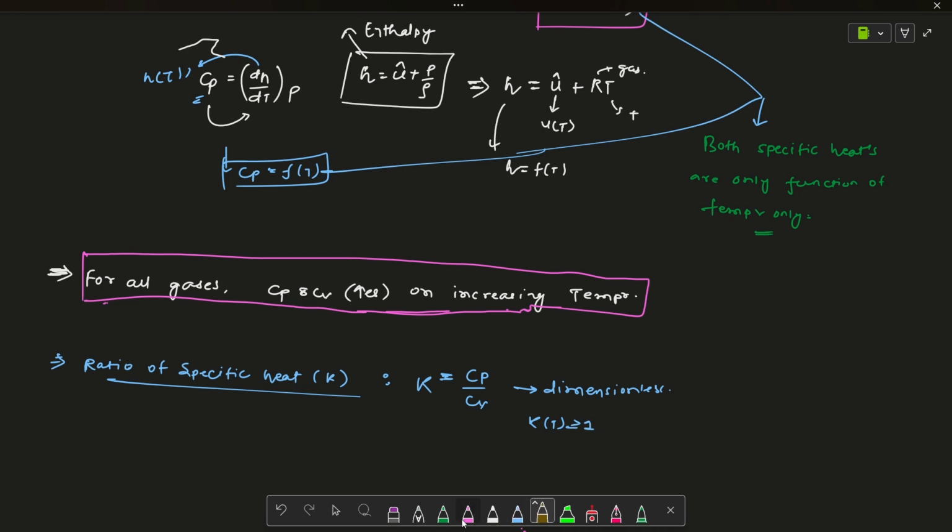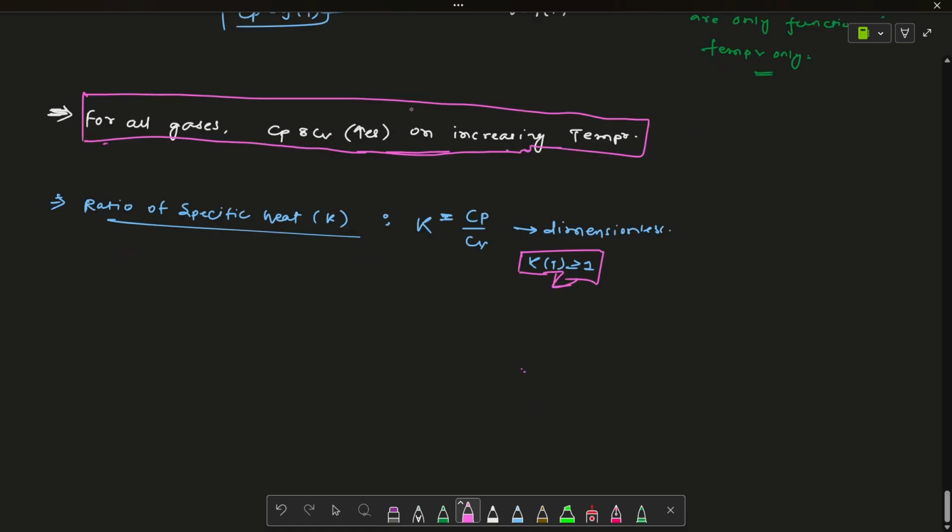So please remember that, be mindful of this whenever you solve your problems. Please keep these things in mind so you don't make mistakes. These things are always valid. Now we have seen that since Cp and Cv are dependent only on temperature, K will also be dependent only on temperature.